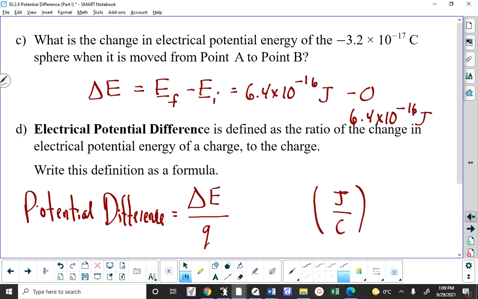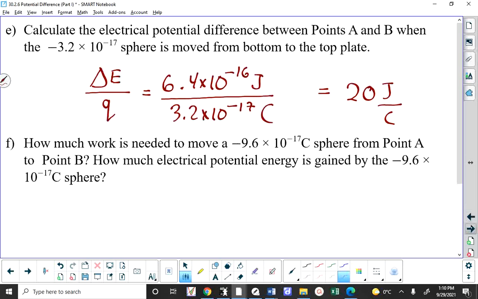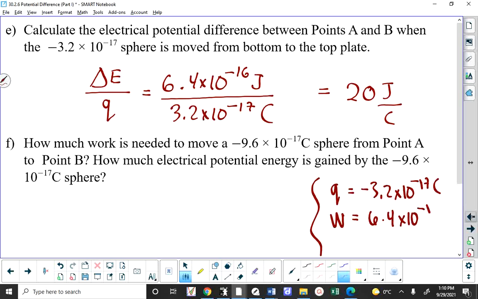If I go back and look at C, in order to move this charge, this is the energy required. Okay. I'm going to write that down somewhere. You don't need to write it down. I'm just going to remind us that if the charge was 3.2 times 10 to the negative 17 coulombs, the work required, which is the change in energy, was 6.4 times 10 to the negative 16 joules. Are those numbers right?